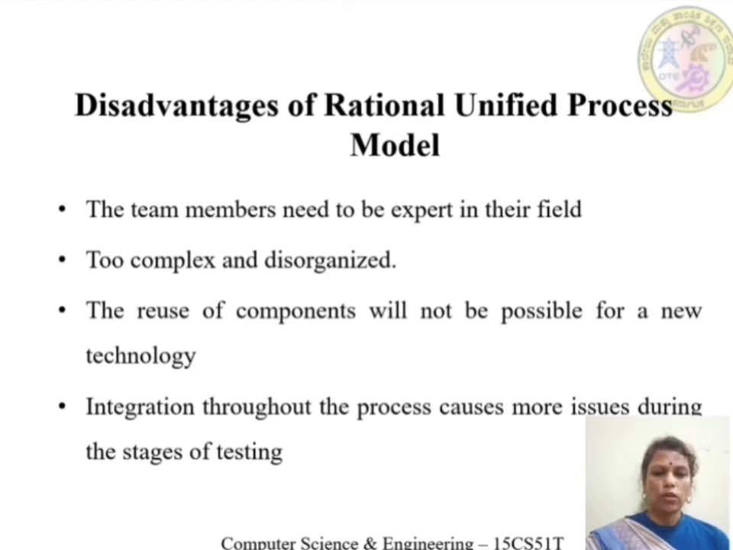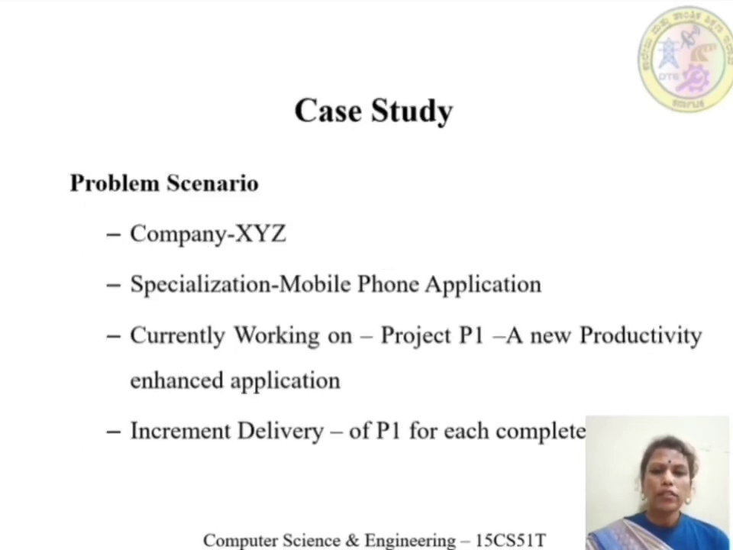That is the disadvantages of the Rational Unified Process model. Let's see a case study on RUP. This is a problem scenario where a company by name XYZ, which specializes in mobile phone applications, is currently working on developing a project P1, a new productivity enhanced application. Here the project name is P1, and this XYZ company has agreed upon incremental delivery.